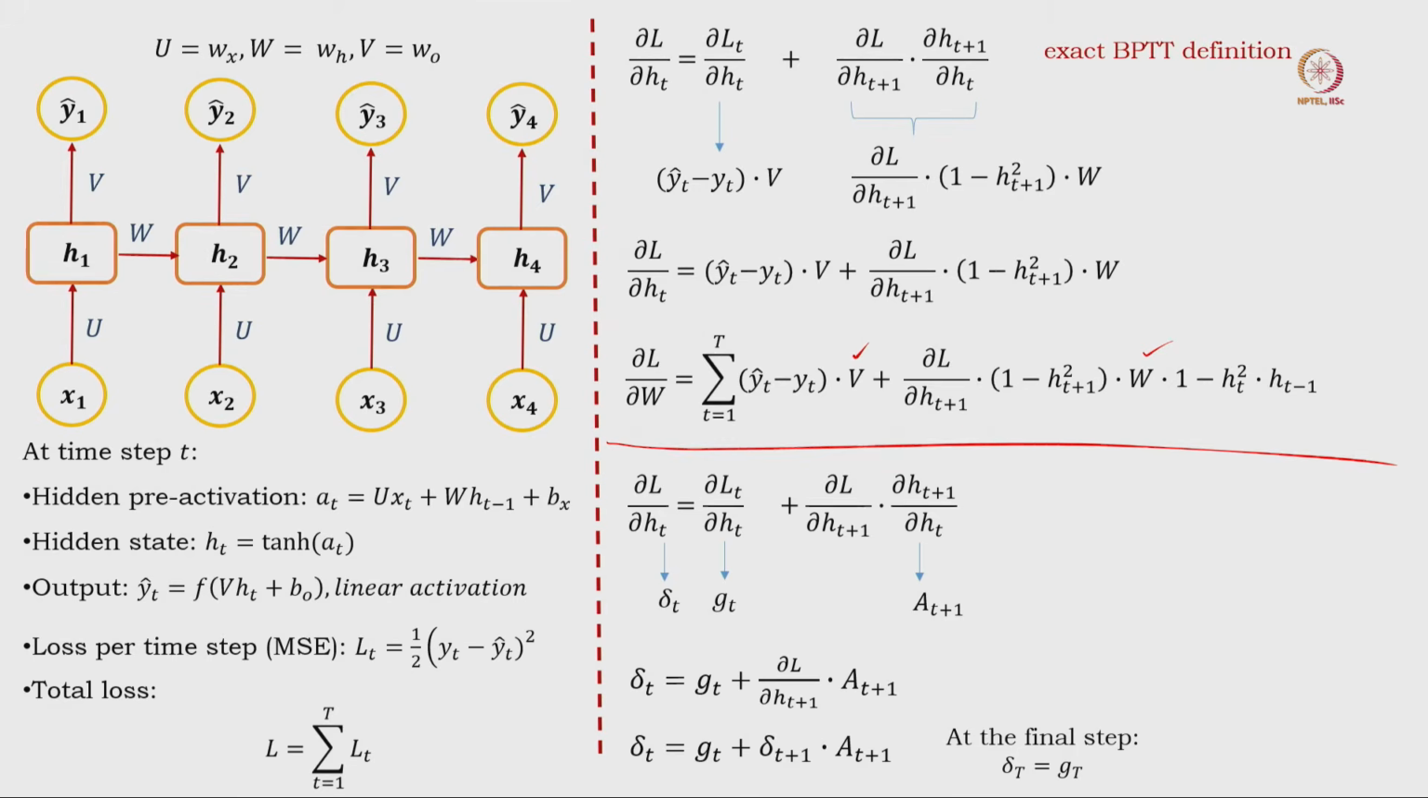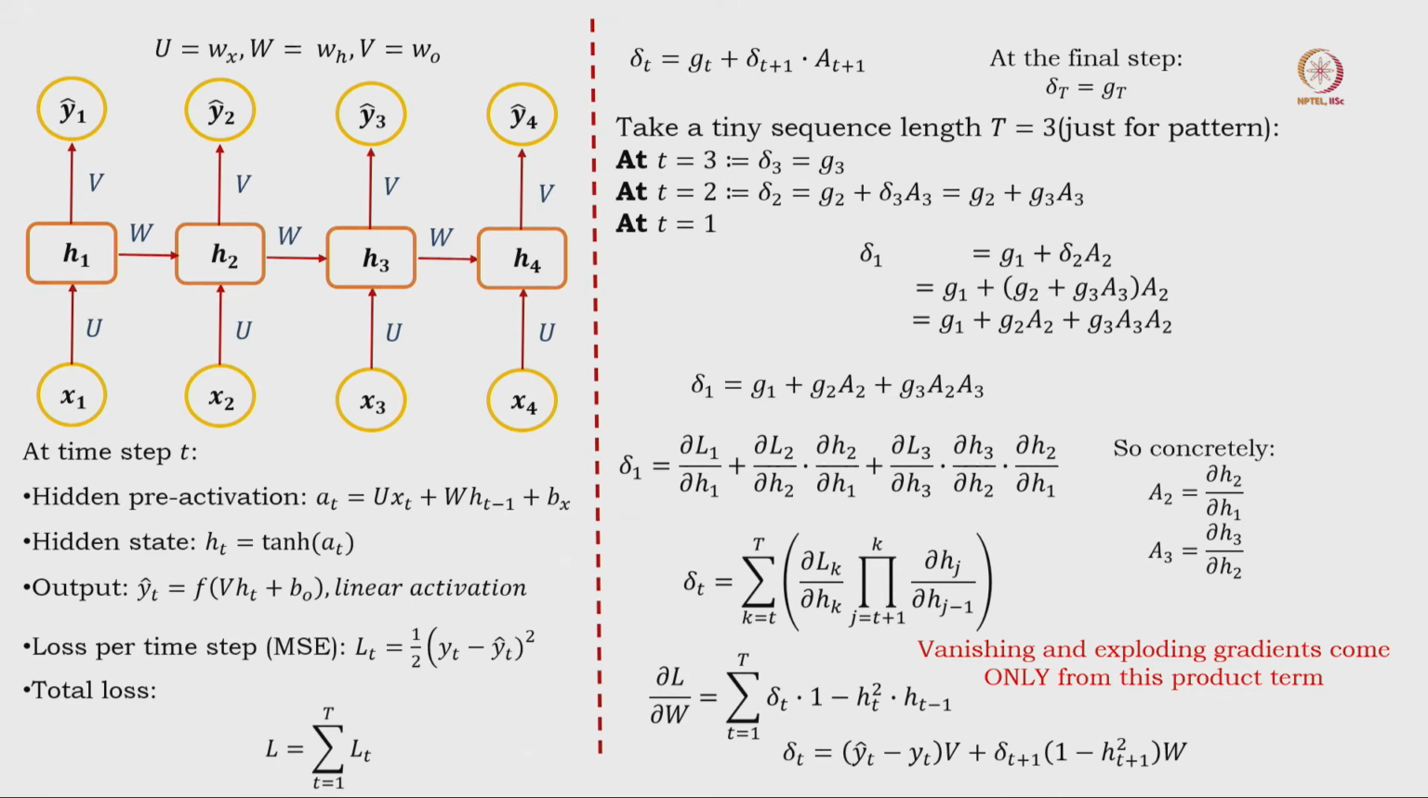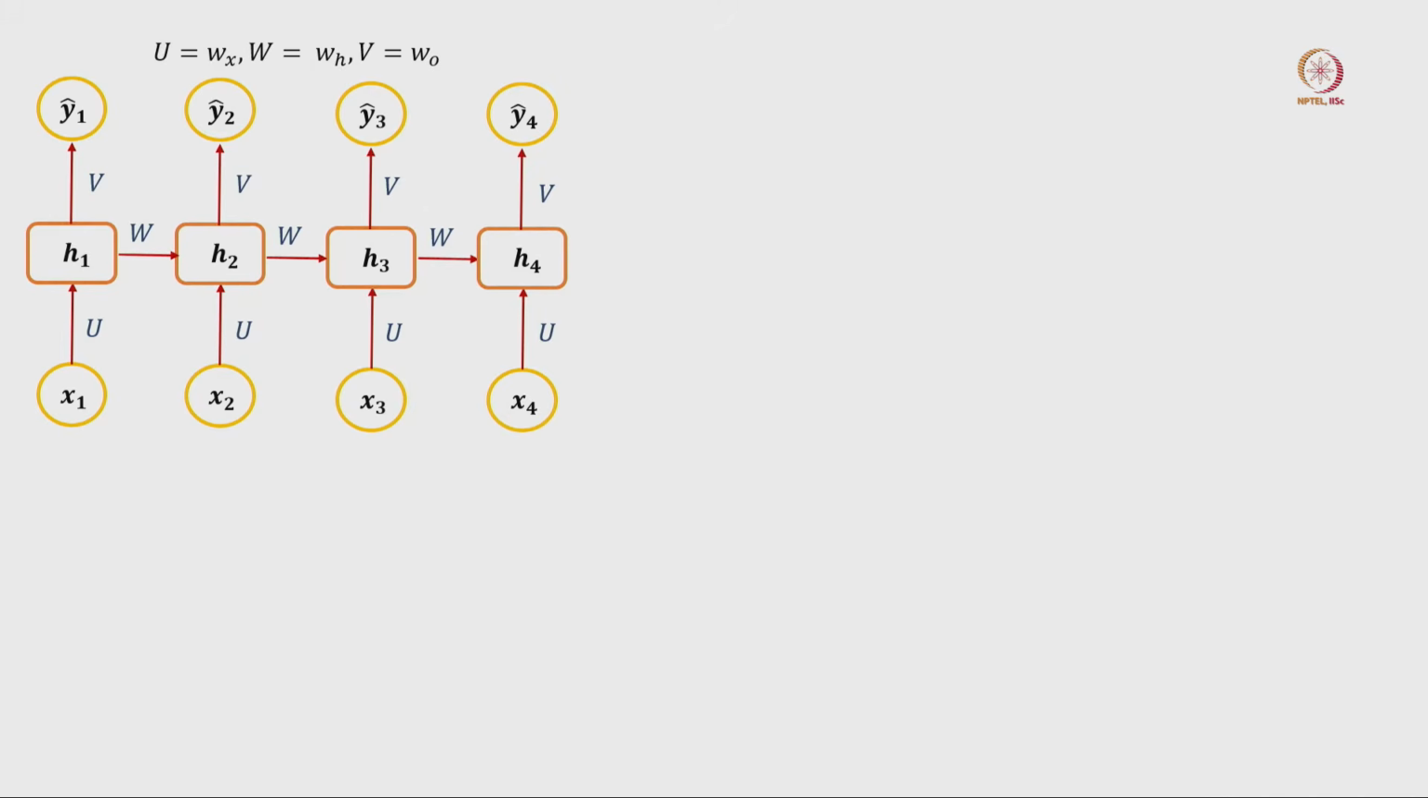So, this is again what we have discussed. You can see all those calculations here. So, the final derivative of loss with respect to W is written in this way: delta t into 1 minus Ht square into Ht minus 1, where the delta t term is this. Although it looks heavy, start solving step by step, and you will be able to understand.